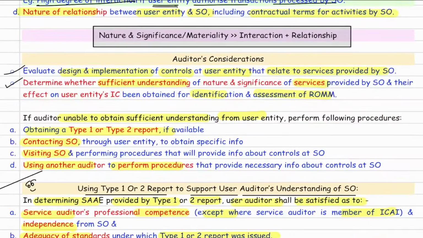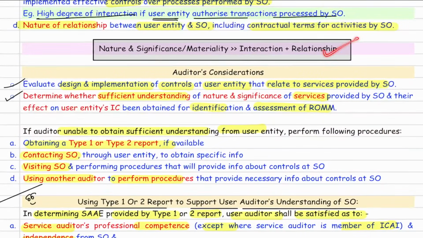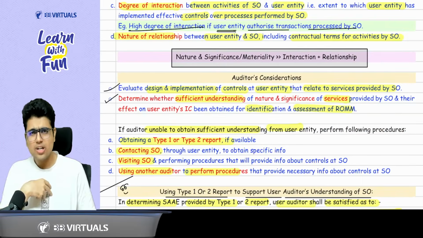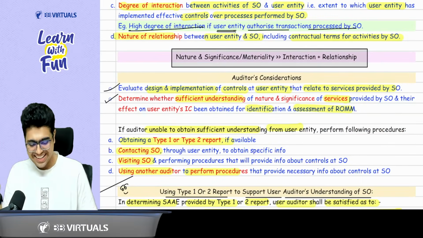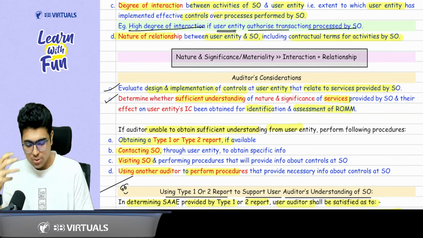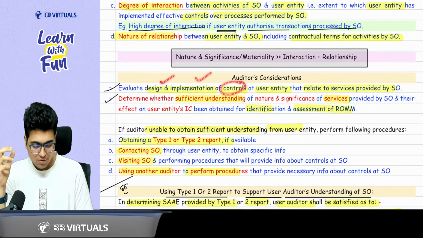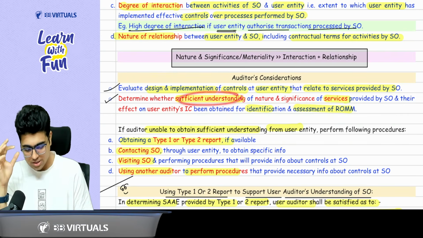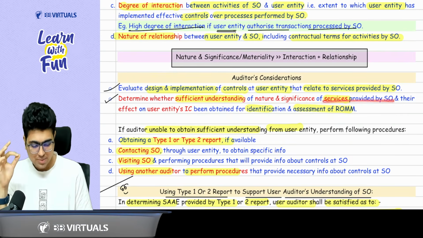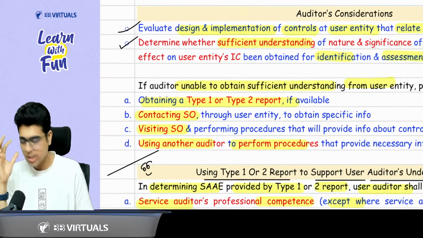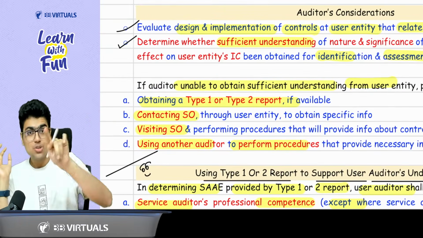So, Baba, till now, we have covered this topic. Then it says, as a user auditor, that means the auditor of the user entity, you need to evaluate the design and implementation of controls at the user entity which are related to the services provided by the service organization. Then see whether you got sufficient understanding about the services by the SO from the user entity. If you are not able to get the understanding, what are the 4 points I told you? A 4 marker question can come from this part.